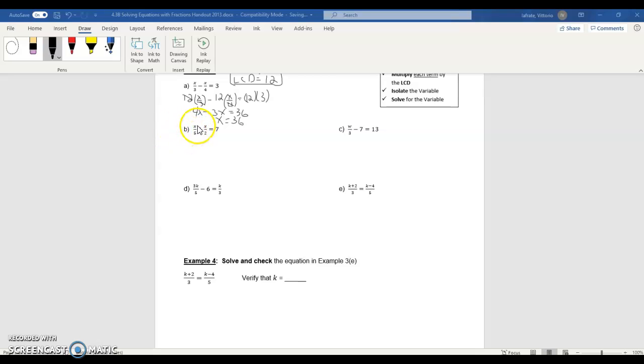So question B, x over 5 plus x over 2 is equal to 7. Let's find our LCD there. The LCD, hopefully you found it already, to be 10. So we're going to multiply every term in this equation by 10. So we'll have 10 times x over 5 plus 10 times x over 2 is going to be equal to 10 times 7.